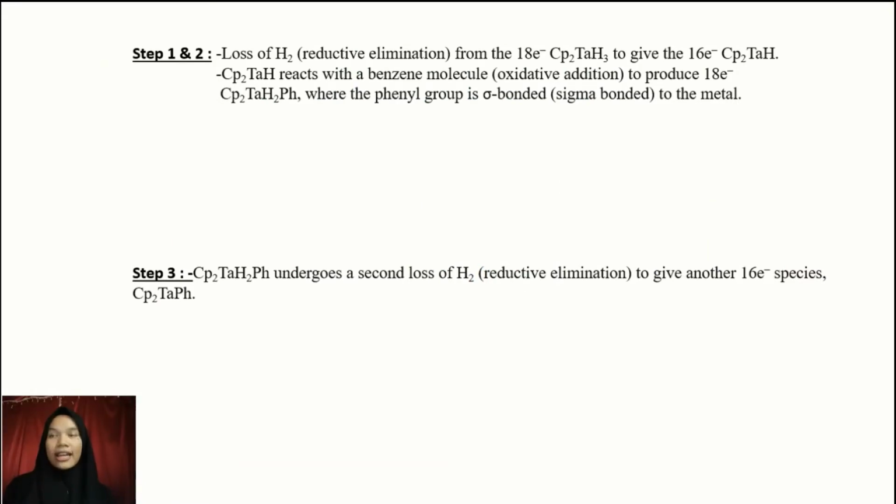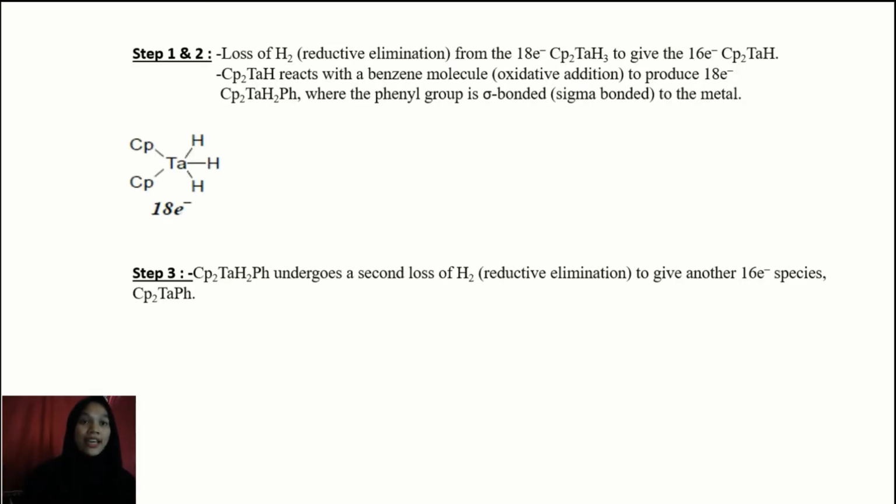For the next slide, I will explain one by one the 5 steps to convert benzene to deuterated benzene. For the first step, the stable 18-electron catalyst will lose 2 atoms of hydrogen by heating. This is also called reductive elimination. This process converts the stable catalyst to the 16-electron Cp2TaH.